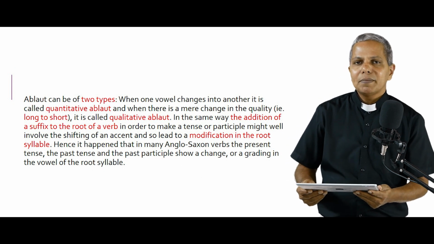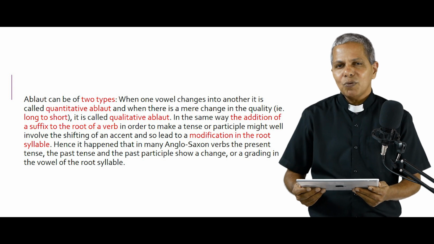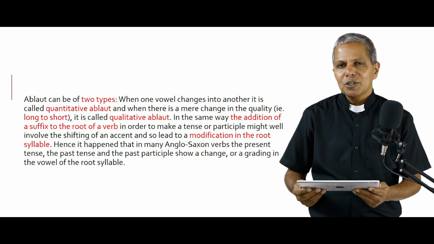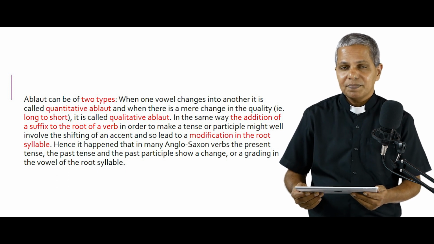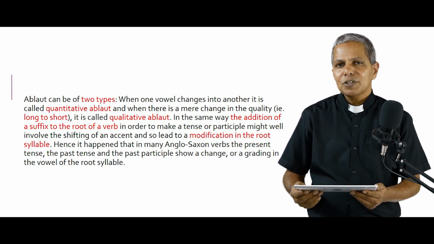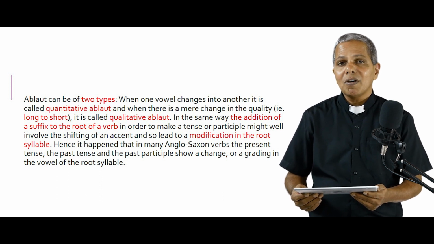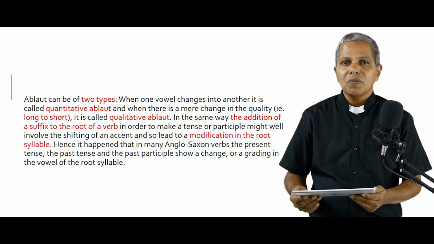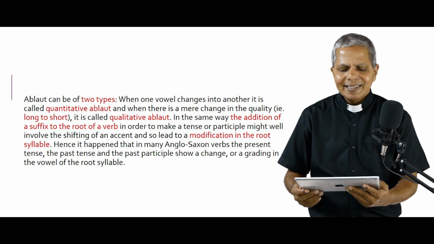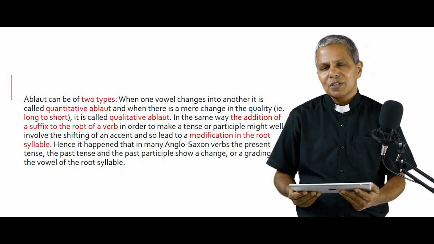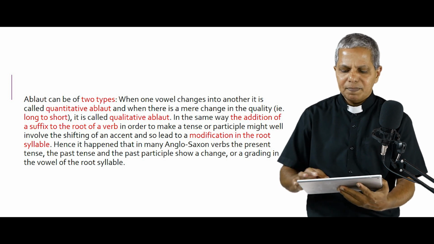Ablaut can be of two types. One is the quantitative one and the other is the qualitative one. Quantitative means that through this process, a vowel is completely changed into another vowel. In the qualitative one, the vowel doesn't change into another, only its quality differs. For example, a long vowel is shortened into a short vowel. So that is qualitative ablaut. And this ablaut or vowel gradation can lead to a modification in the root syllable.